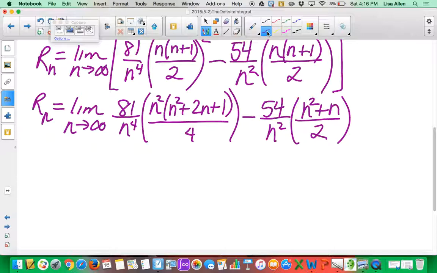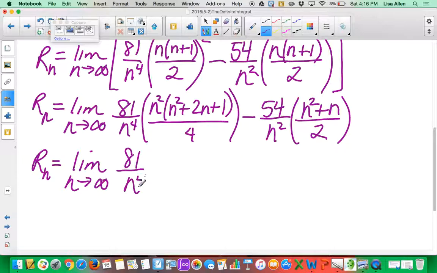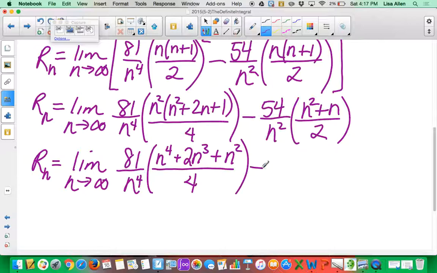So now, as I'm looking at this, I'm almost where I want to be. I'm going to take one more step to say the limit as n approaches infinity. This is kind of beautiful that things work out like this. Let's see what we have now. So we have n to the 4th plus 2n cubed plus n squared over 4, minus 54 over n squared, and this top is very similar, a parallel step, over 2.